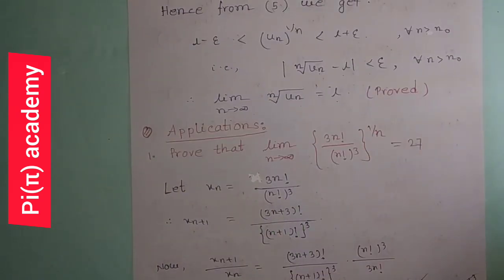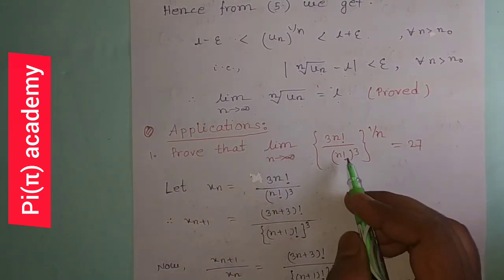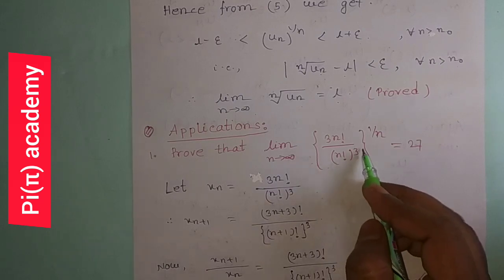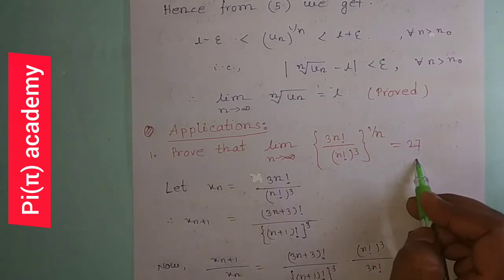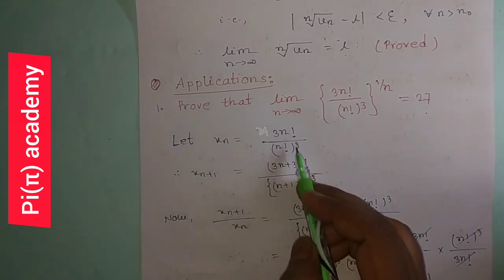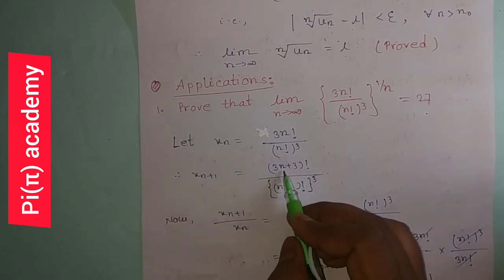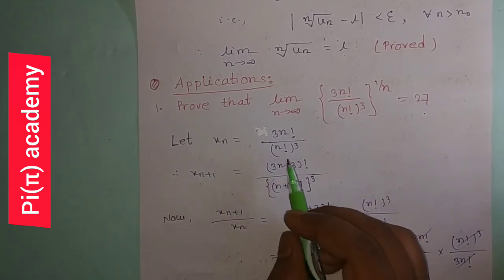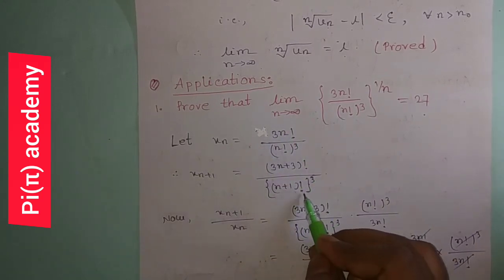Now there are some important examples on Cauchy's second limit theorem. The first example: prove that limit n tends to infinity of (3n factorial divided by (n factorial) whole cube) whole to the power 1 by n equals 27. Let x_n equal 3n factorial divided by (n factorial) whole cube. Therefore x_(n+1) equals (3n plus 3) factorial, when we put n plus 1 in place of n, divided by ((n plus 1) factorial) whole cube.